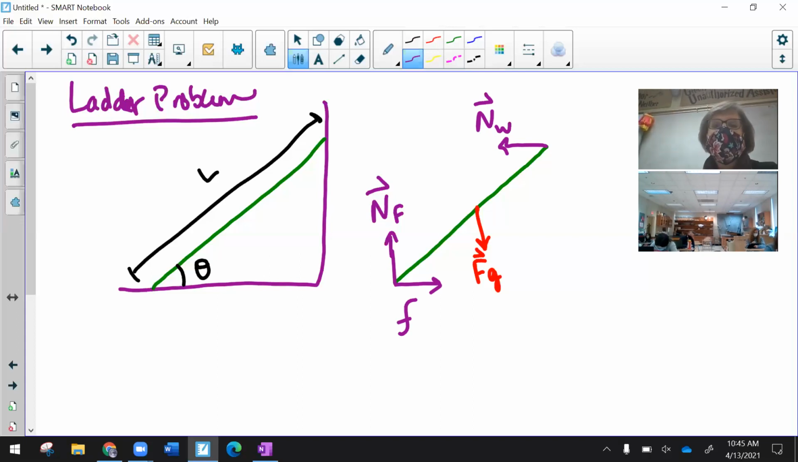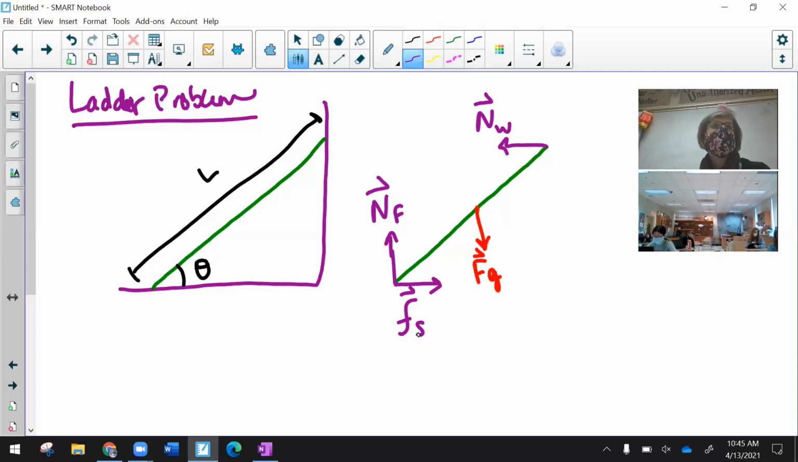Is it going to be kinetic? I'm sorry, kinetic or static? Static, because I want my ladder to stay, okay? And my ladder would slip if there was no friction force. It would slip out and down, so the friction force always points in a direction that opposes the motion.